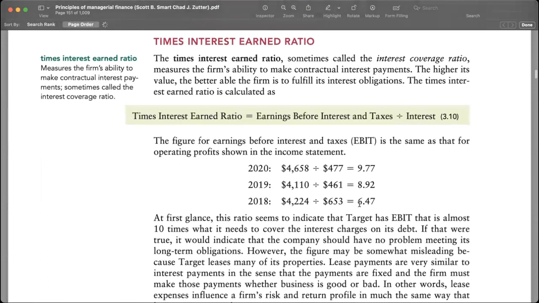Okay, so in this ratio, only interest is considered, but there are some other financial obligations also. What are the financial obligations? For example, principal repayment. For example, you have taken a loan for 10 years. Now already 9.5 years has passed. So what you have to do? You have to repay the principal within a 6-month period.